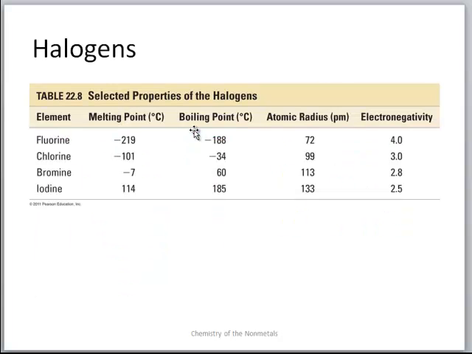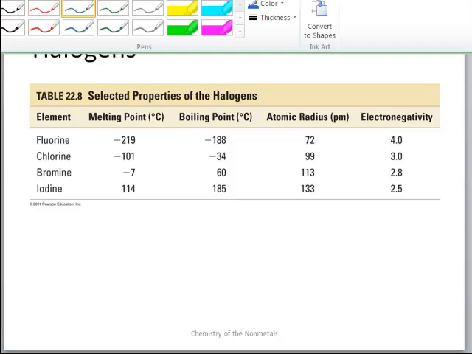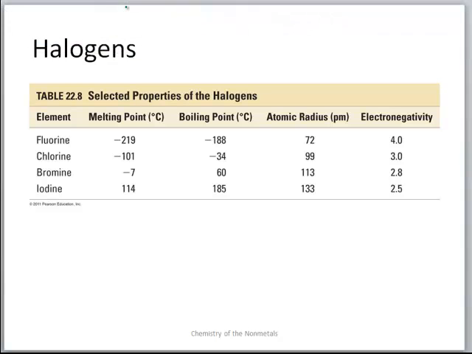And lastly, we'll talk a little bit about the halogens. We can see that some of them are gases at room temperature, fluorine and chlorine. Bromine is actually a liquid at room temperature. And iodine is a solid at room temperature with a melting point of 114 degrees Celsius. We know that they increase in radius as we go down the family, and their electronegativity increases as we go up.